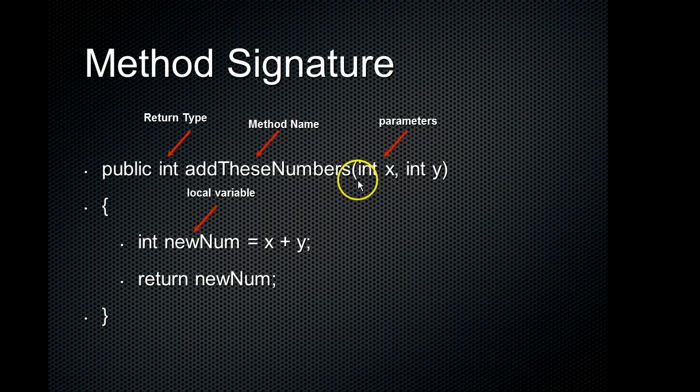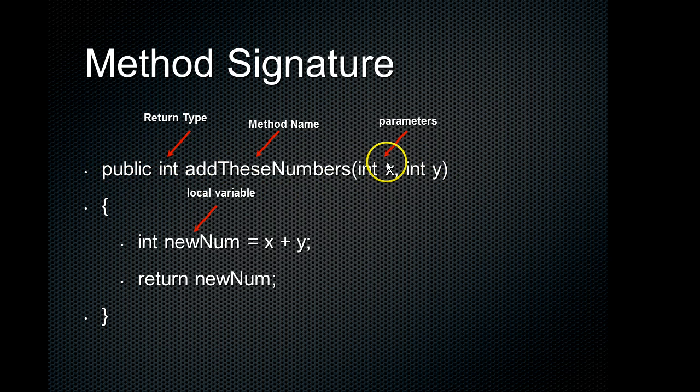How do we know we're passing them in? Because any incoming parameters are in these parentheses. Passing in two numbers, getting a number back in return. Okay? This is the signature of the method. Signature has to be unique. All of this together is the signature of a method.